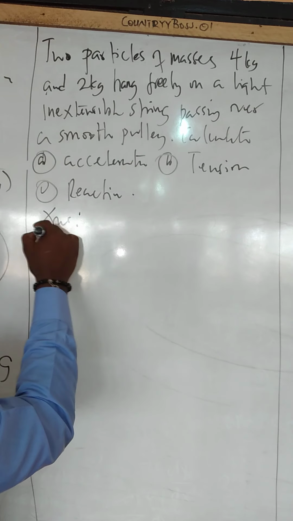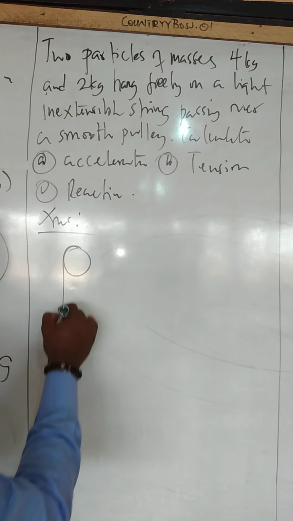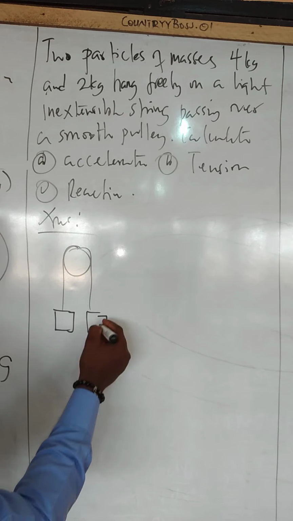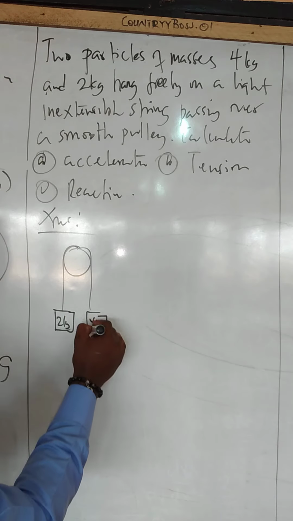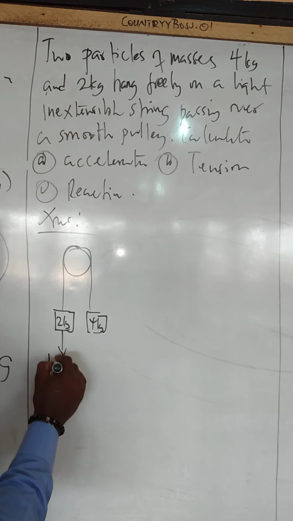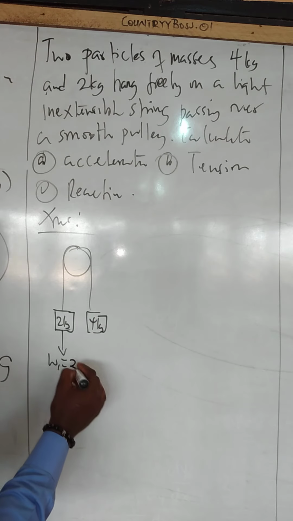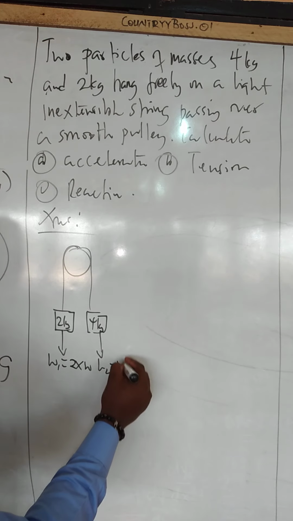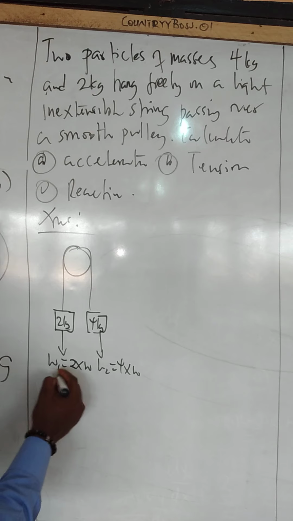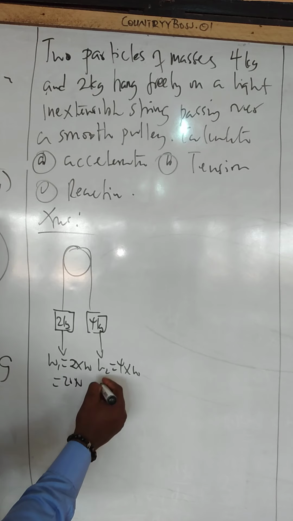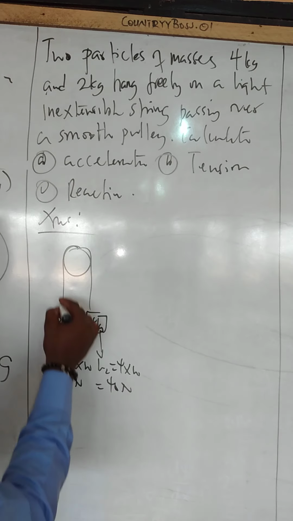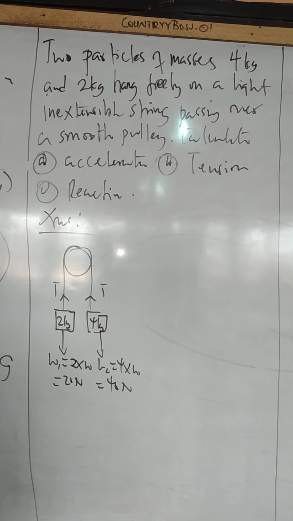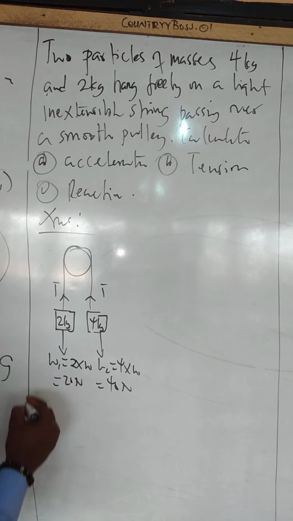So in our solution, I have my first mass. Let me make this 2 kilogram and let me make this 4 kilogram. I have my weight W1, which is equal to 2 times 10, and W2, which is equal to 4 times 10. So the weight here is 20 Newton, and the weight here is 40 Newton. I have my tension here, and I have my tension here.